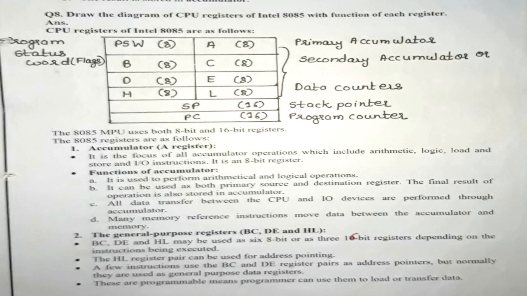So the first part is the PSW, and the second part of the first row is the accumulator, which is again the main register. Then we have the different registers which I have already announced, that is the BC register, DE register, HL register. So these are nothing but the secondary registers, or we can say the temporary registers, which we use to store 8-bit data.